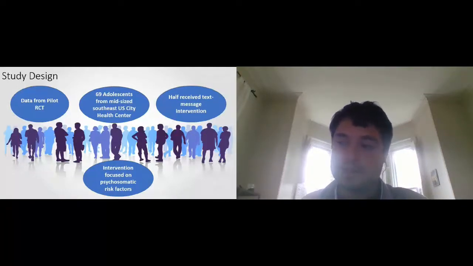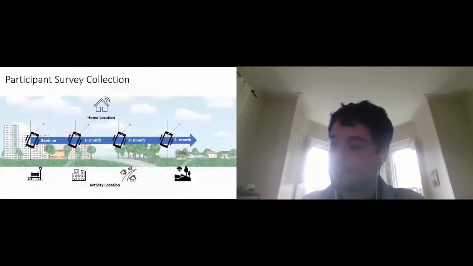The intervention focused on psychosomatic risk factors, such as depressive symptoms. Home and activity space location data for all participants were collected over a period of 3 months. Participants reported their activity places using Google Maps and completed behavioral health surveys at baseline, 1, 2, and 3 months post-enrollment.